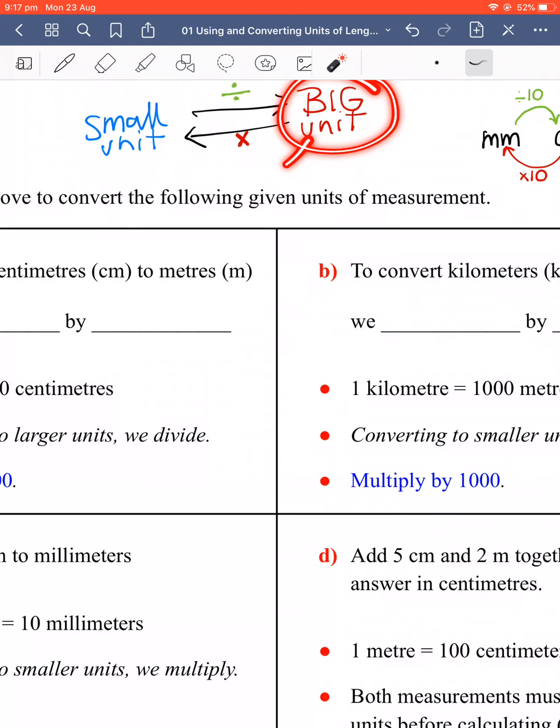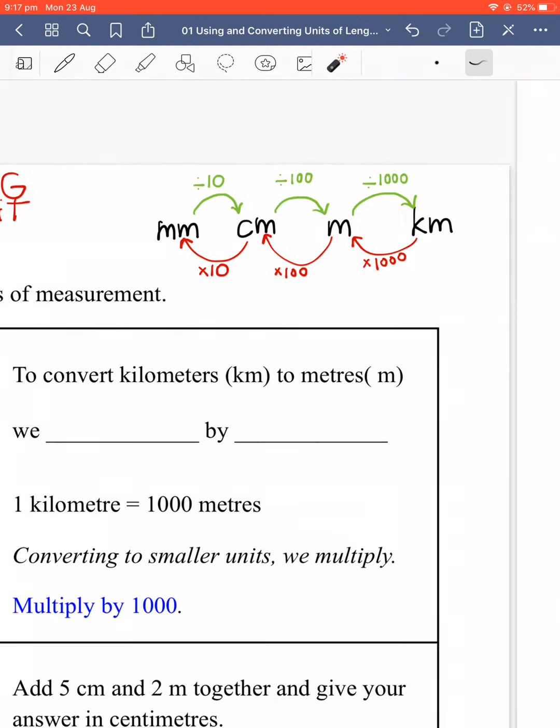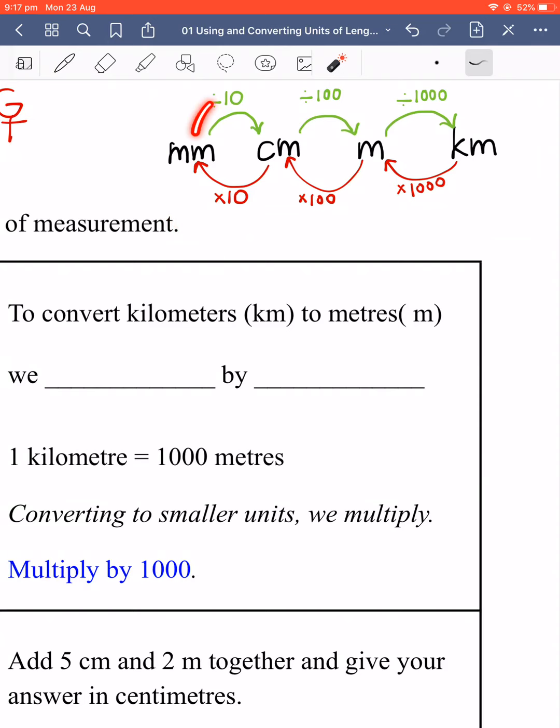On to our examples now. So quick little recap. If I'm starting off with a small unit and I'm going to a big unit, I am going to be dividing. If I'm going from a much larger unit to a smaller unit, I will need to be multiplying. And with your facts, it is really good to have this up until you get used to going from one unit of measurement to another.